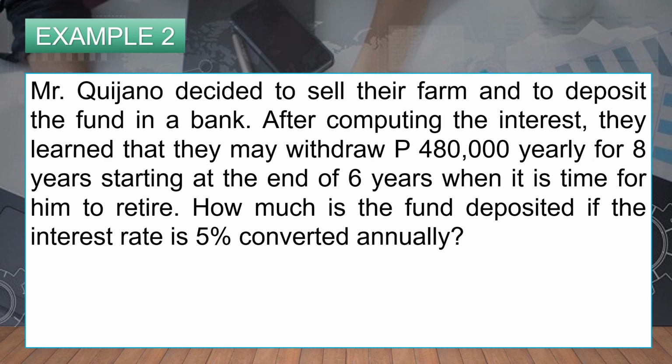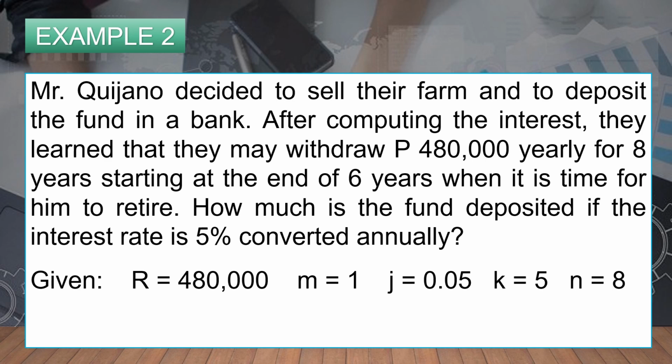So, analyzing the given problem, the payment will start at the end of 6 years. So, yung deferred period natin is from year 1 to year 5. Okay? So, since magsisimula po yung payment niya at the end of 6 years. Now, we can come up with the given. The regular payment is 480,000 pesos, for the periodic payment. Compounding period is annually, therefore it is 1. J is the interest rate per period. That is 0.05 or 5% over 1.